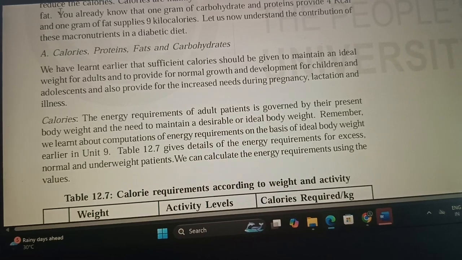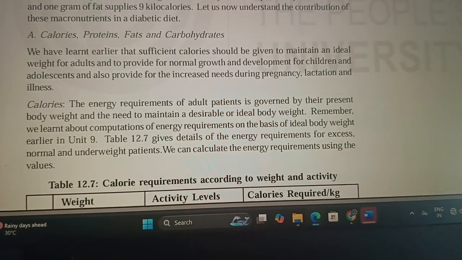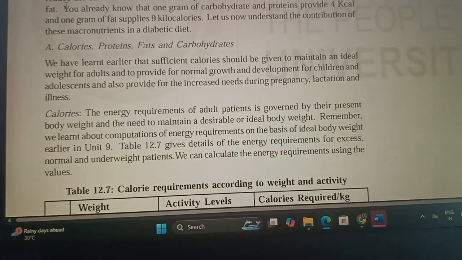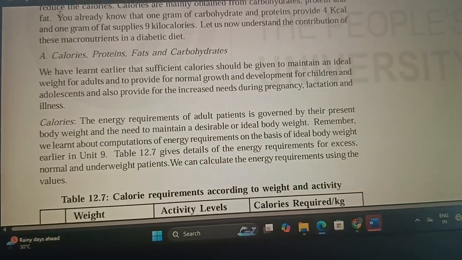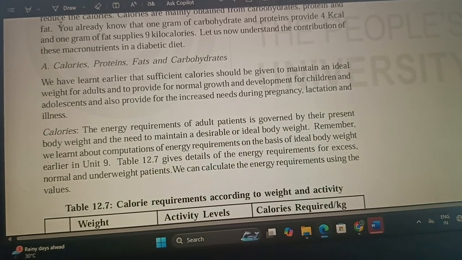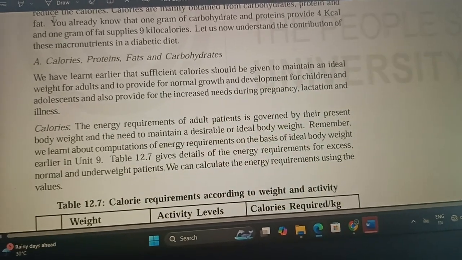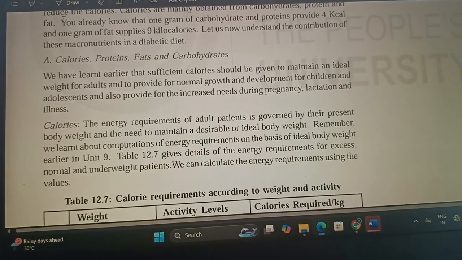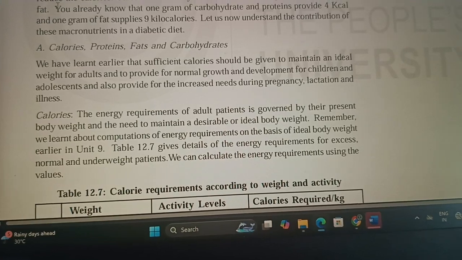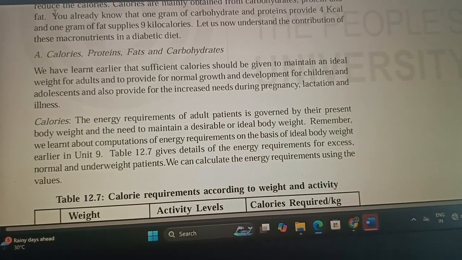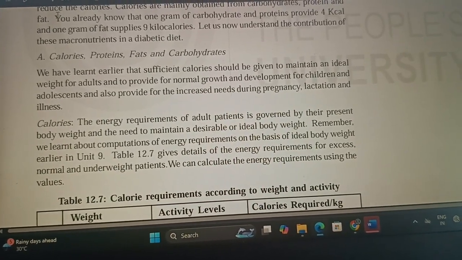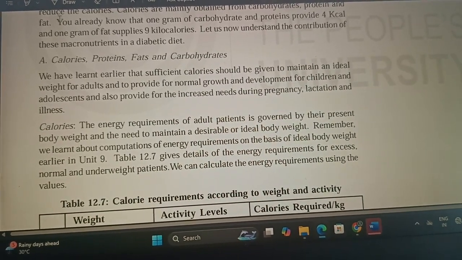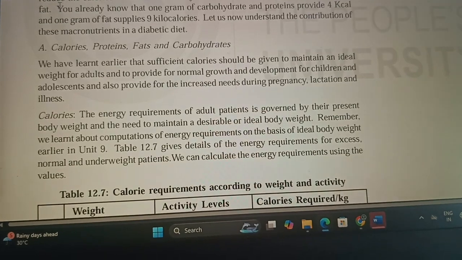First one is ideal weight, and here it means if the patient is obese, then we have to decrease the calorie intake through the diet which we prepare for the patient. If the patient is undernourished or malnourished, we will again give them increased calories through the diet, so that it can help them to maintain their ideal weight.